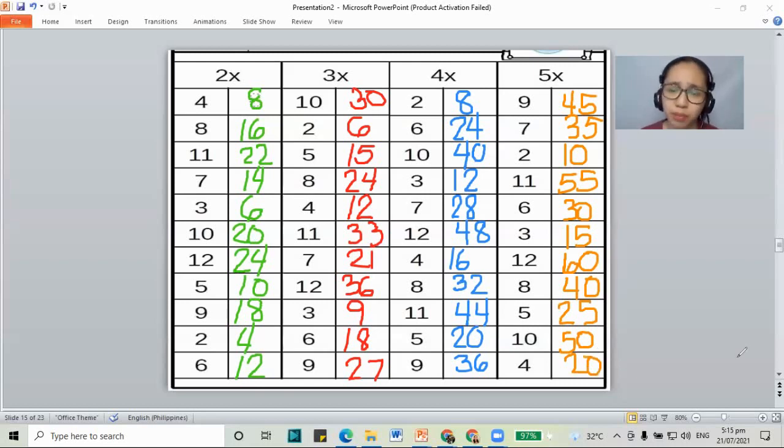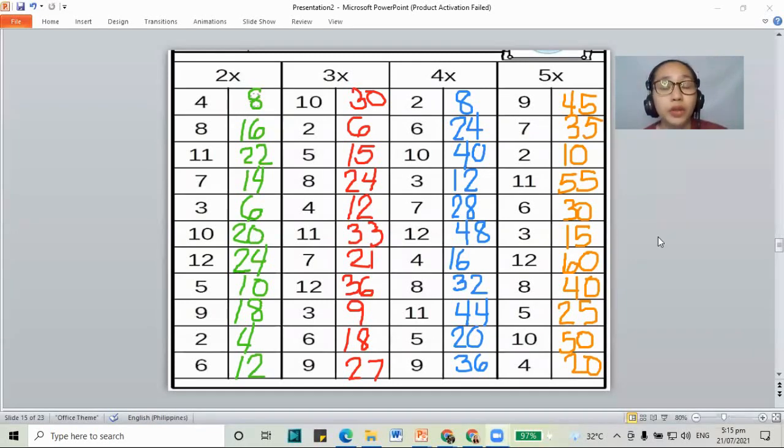Let's skip count by 5s, okay? 5, 10, 15, 20, 25, 30, 35, 40, 45, 50, 55, 60. It's easy when you try to skip count also.